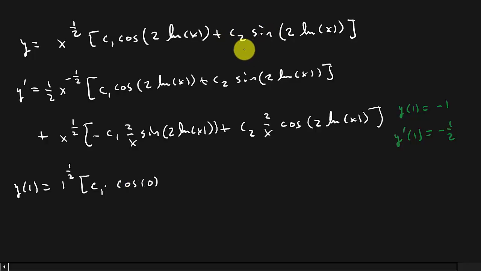Plus c2 sine, and I'm plugging 1 in here. Natural log of 1 is 0. Sine of 0 is what? 0. So that term just goes. We don't have this anymore, and this is equal to negative 1, which means this is 1, this is 1. So this tells me c1 is equal to negative 1.